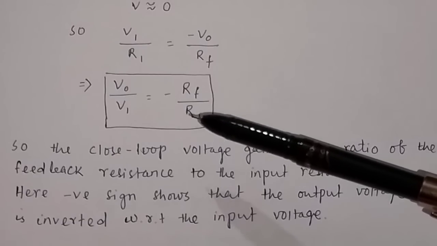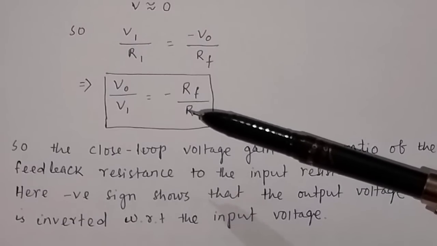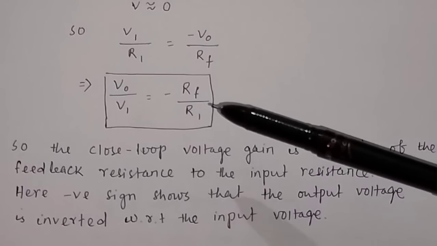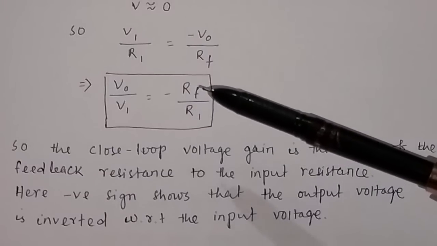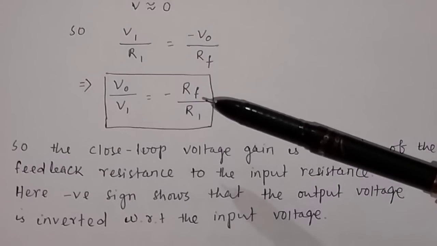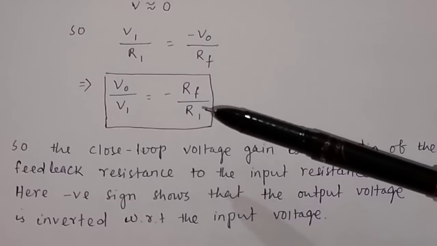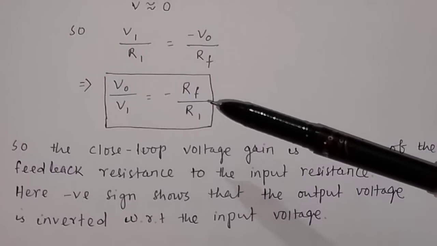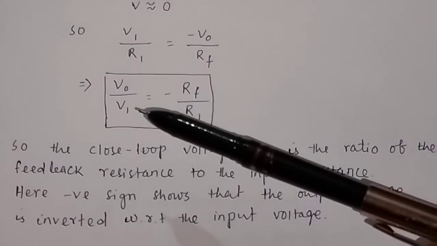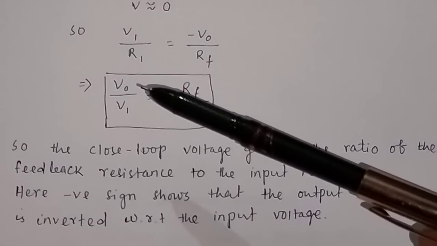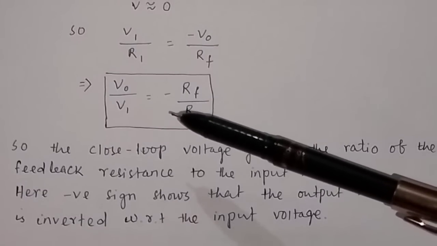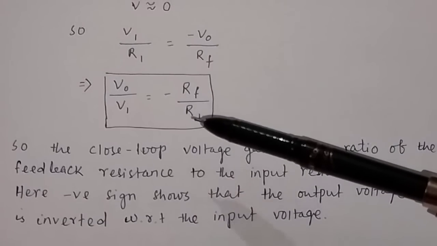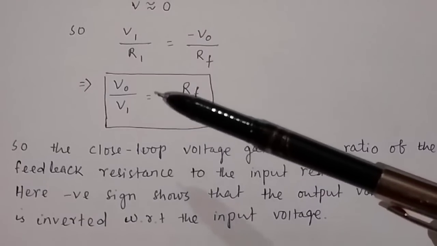And in the experiment to study the operational amplifier, that is IC 741 as inverting amplifier, you have to prove this equation. You are given the input resistance value and the feedback resistance value, and you only measure the input voltage and the corresponding output voltage, and you will verify that the ratio of the output voltage to the input voltage must be equal to the ratio of the feedback resistance to the input resistance. You have to verify this.